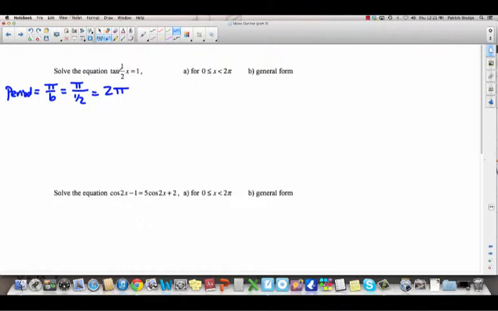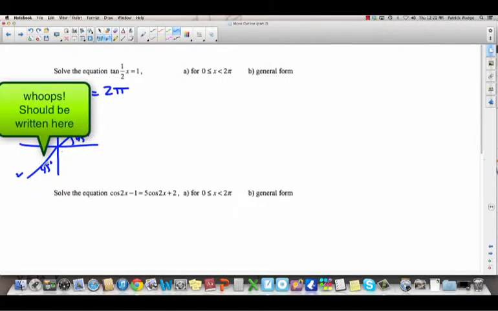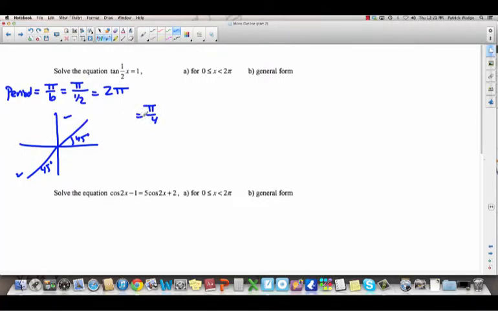We start off normally, we ask when is tan positive? Tan is positive in the first and third. For which angle do you get a tan value of 1? You get that when it's 45 degrees here and 45 degrees here. But we're interested in radians, so this is pi over 4. Do we say x equals pi over 4? No, 1/2 x equals pi over 4. So to solve that, we multiply both sides by 2. We get x equals 2 pi over 4, or x equals pi over 2.